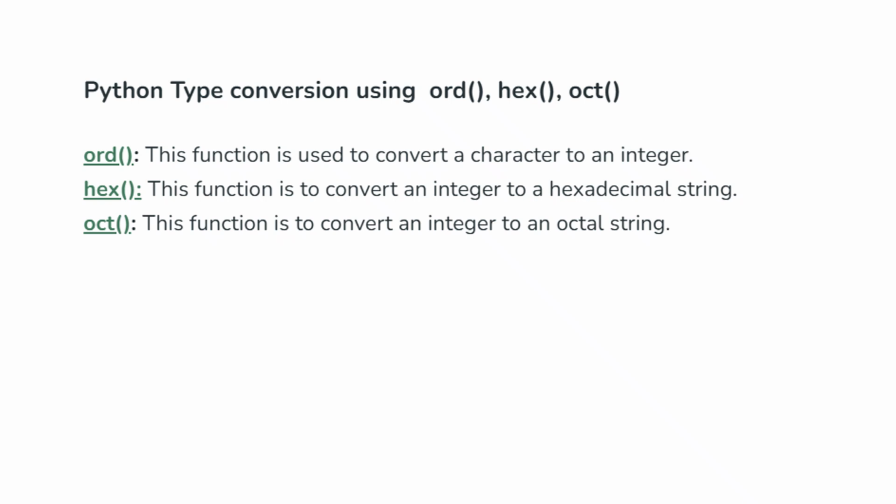Python type conversions using ord, hex and oct. ord: this function is used to convert a character to an integer. hex: this function is used to convert an integer to a hexadecimal string. oct: this function is used to convert an integer to an octal string.